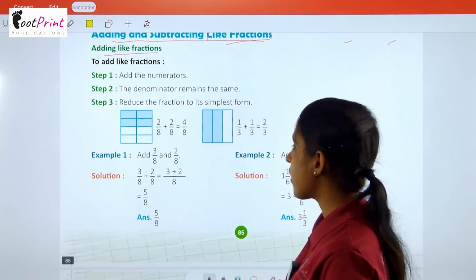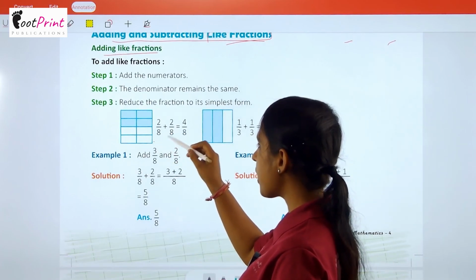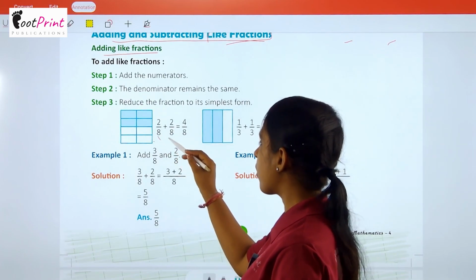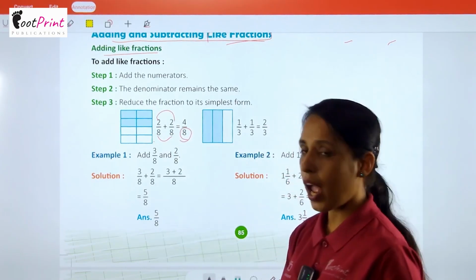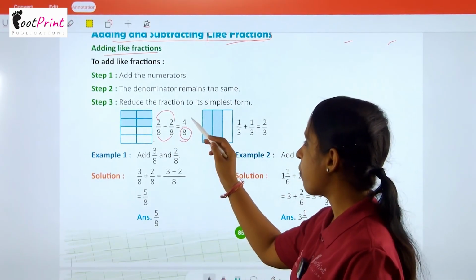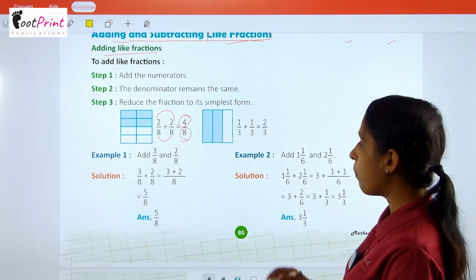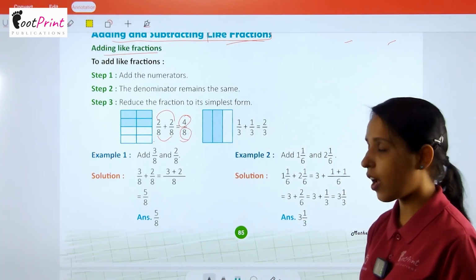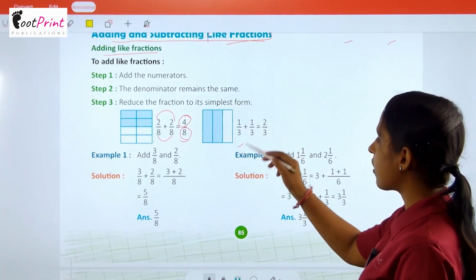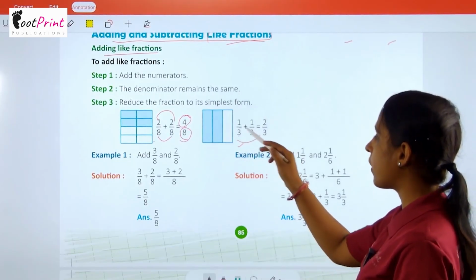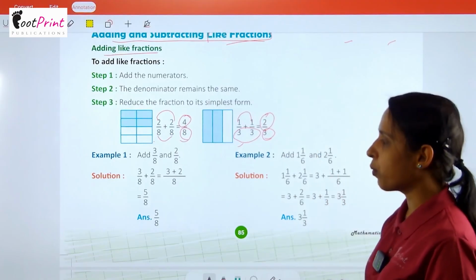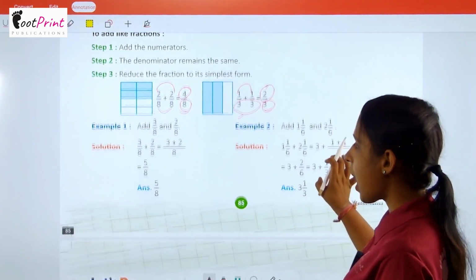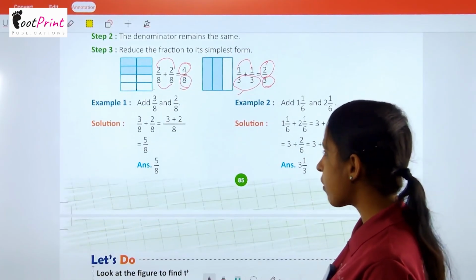For example, here we are given 2 by 8 plus 2 by 8. So the denominator will be the same, 8, and the numerators will be added. 2 plus 2 will become 4. So here 4 by 8 is our answer. Similarly 1 by 3 plus 1 by 3, so the denominator will be the same and 1 plus 1 will become 2. Okay, now we will solve some examples of it.